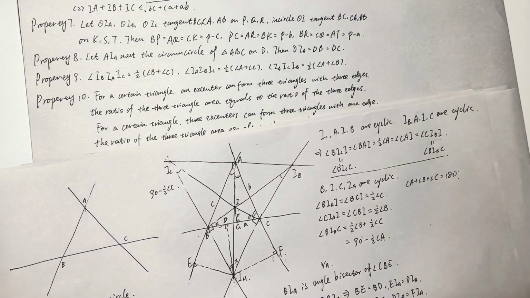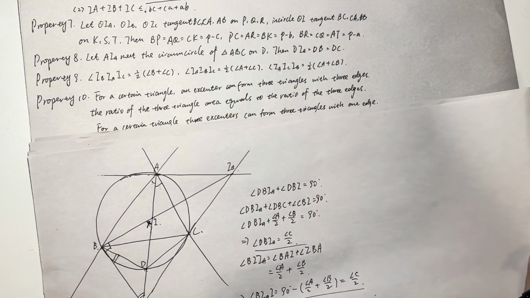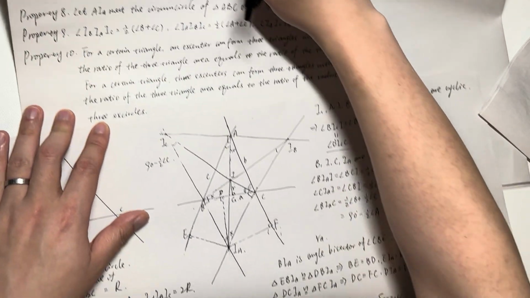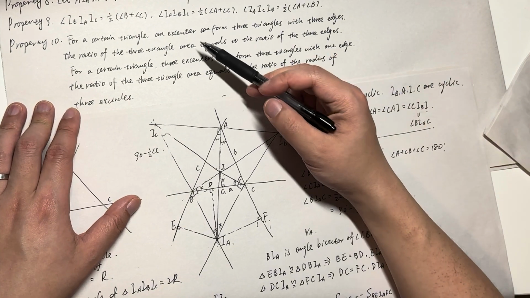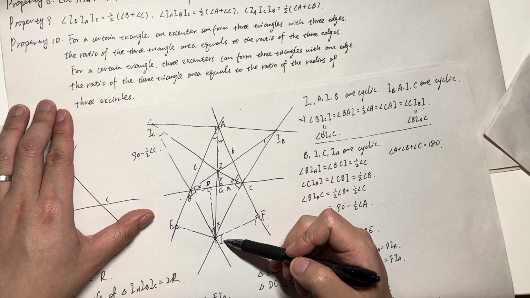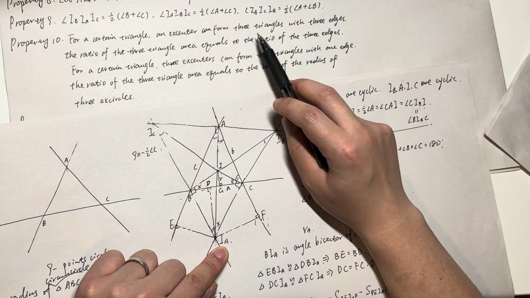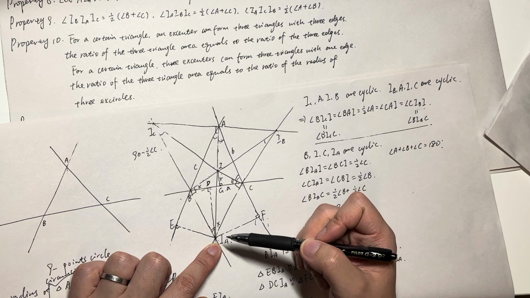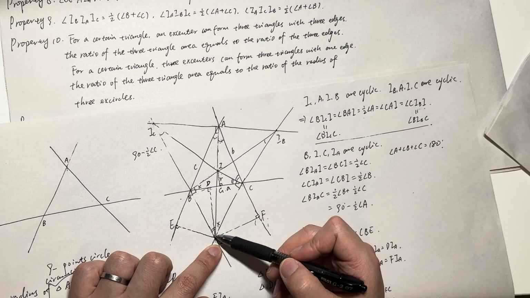For property 10, for a certain triangle, let's consider we're talking about the triangle ABC here. For a certain triangle, an excenter can form 3 triangles. So an excenter, let's just choose excenter IA here. An excenter can form 3 triangles with 3 edges, right? That means we are forming the triangles IABC, IABA, IACA, right?